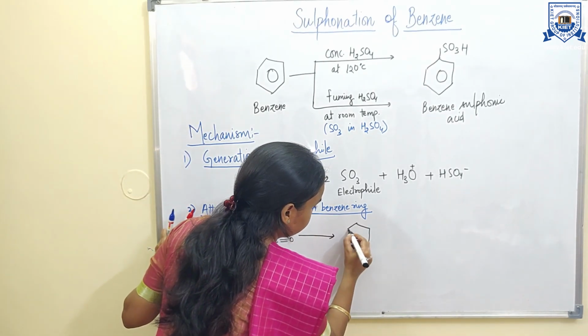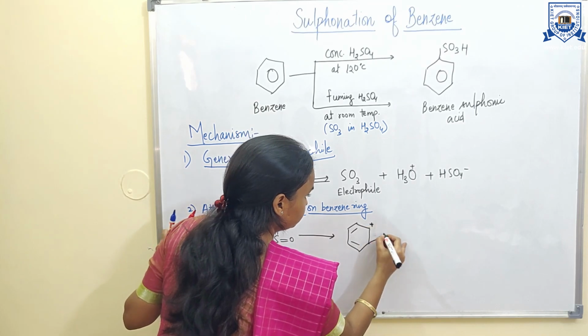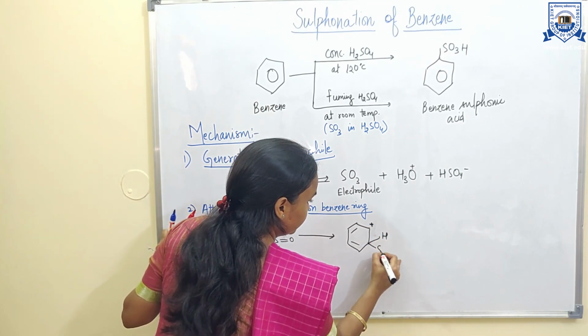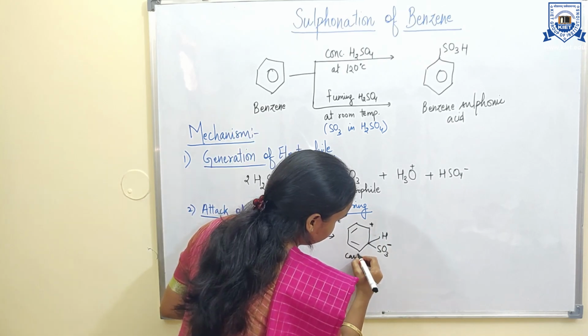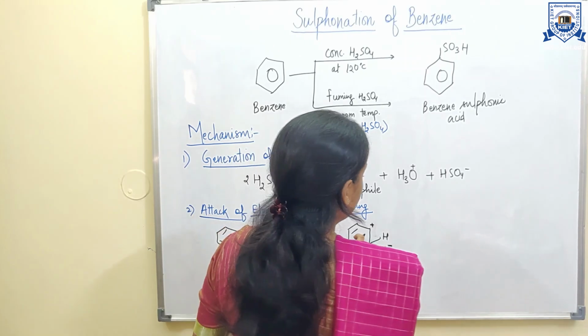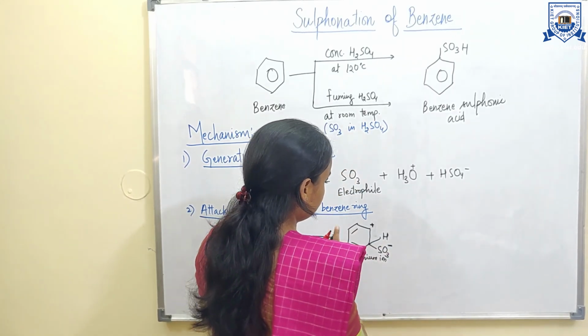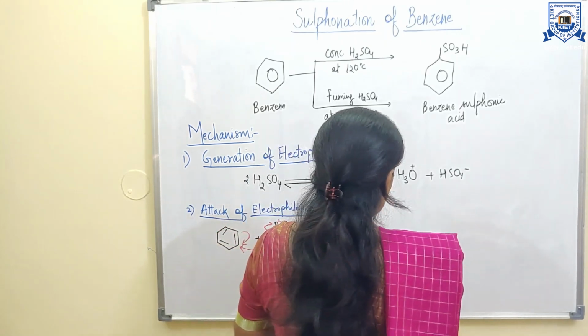Here the positive charge will come, and SO3 negative, also called the carbonium ion. And this carbonium ion is resonance stabilized. It can undergo resonance like this. Electrons can be shifted towards this direction.